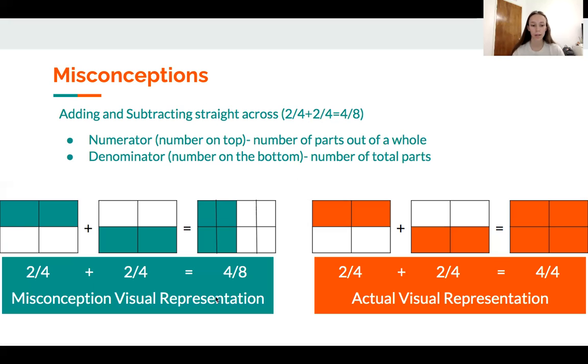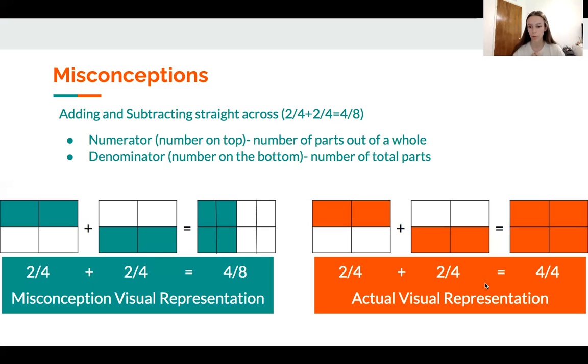So the green/bluish color is the misconception visual representation. From there, you can see what 2/4 looks like, what another 2/4 looks like, and how when you add that together and end up with the answer 4/8, the answer ends up being the exact same size as one of the pieces in the addition equation. When you're adding 2 pieces together, that answer should be bigger than each of those individual pieces. So it shouldn't come out with the same answer.